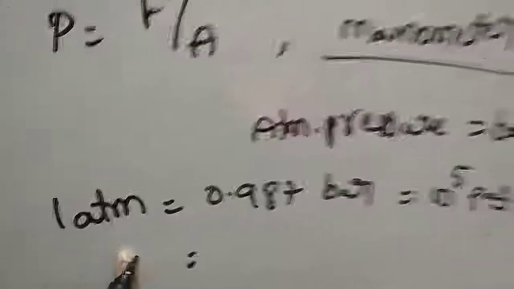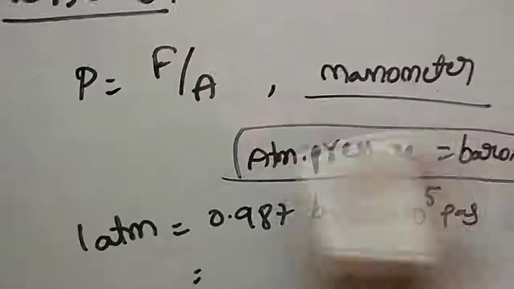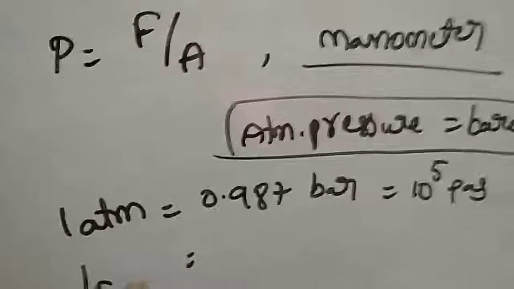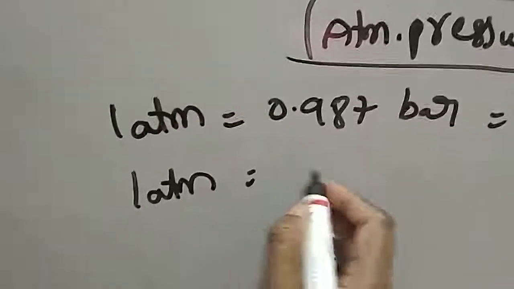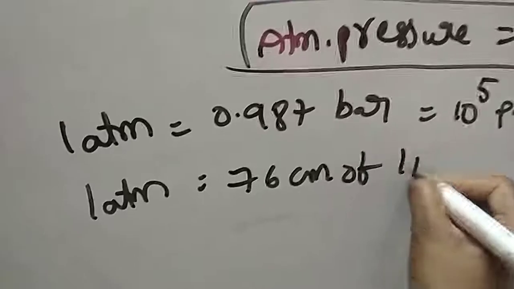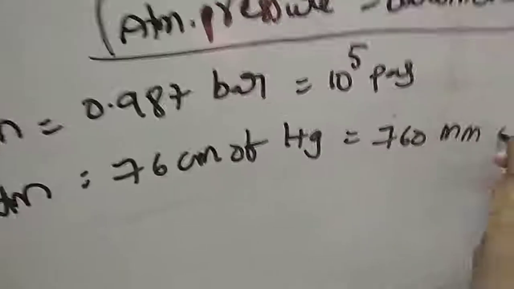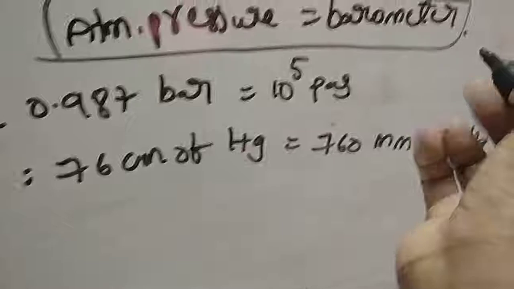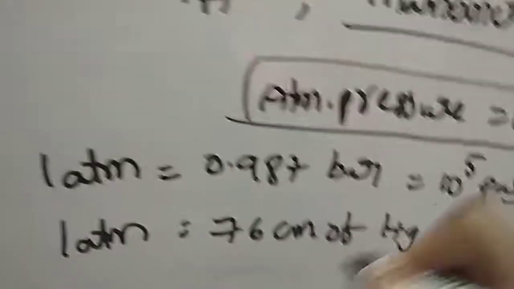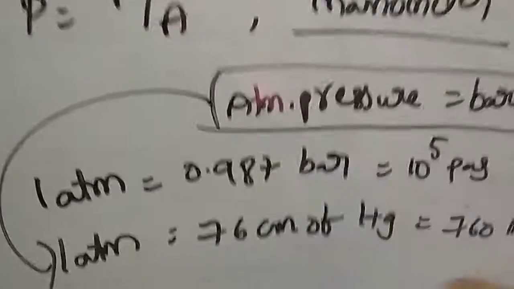And also 1 atmosphere we can turn into mm of Hg. This mm of Hg belongs to the atmospheric pressure, according to the barometer. So 1 atmosphere we can consider as 76 centimeter of Hg or 760 mm of Hg. This is about the atmospheric pressure.